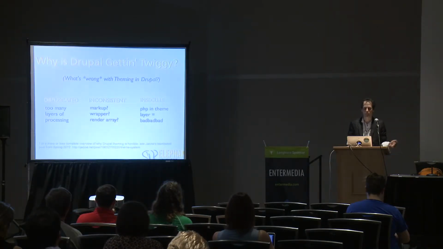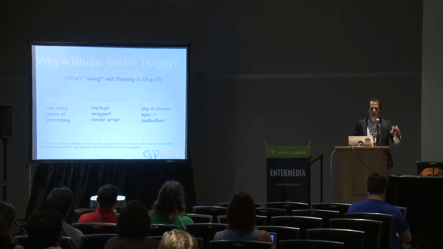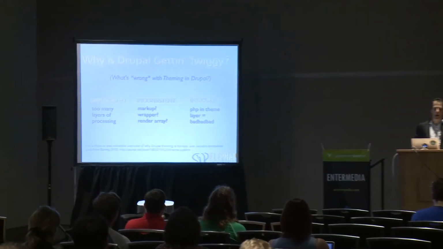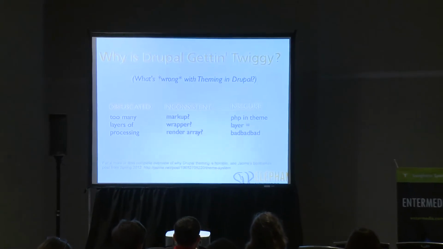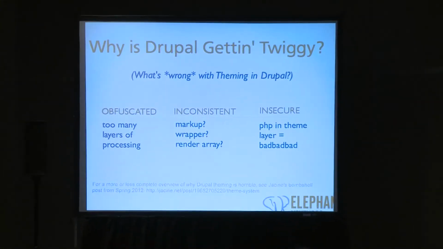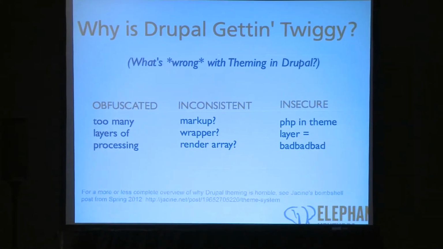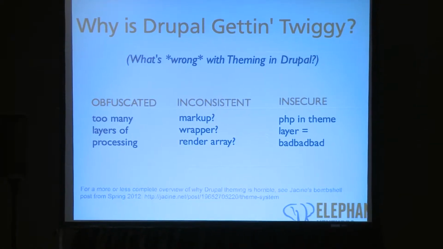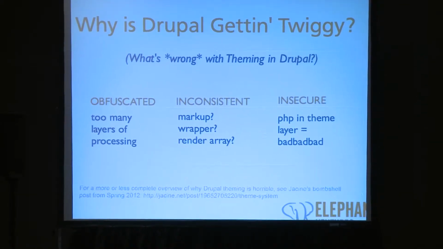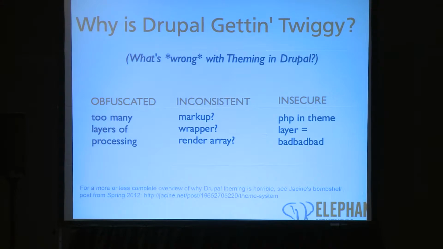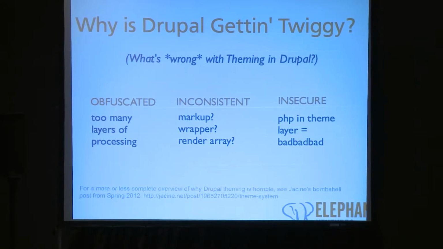Okay. But why is Drupal specifically getting Twiggy? What is the problem? If you have a powerful theme layer and all these functions, so you can basically access anything programmatically in the theme layer, and we know people will do that, what specifically are the problems with the Drupal theming system?